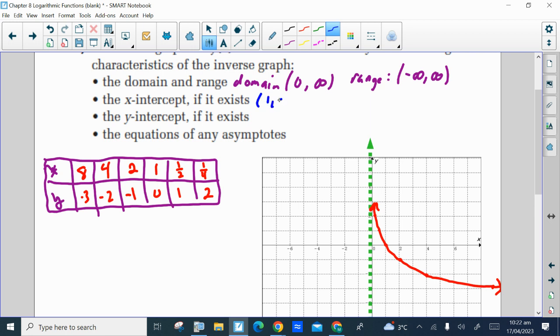The x-intercept hasn't changed. It's the point (1, 0). There is no y-intercept. The graph doesn't cross the y-axis. The y-axis is our asymptote. And remember, the equation of an asymptote has to have a variable and an equal sign. The y-axis is the line x equals 0. Okay?